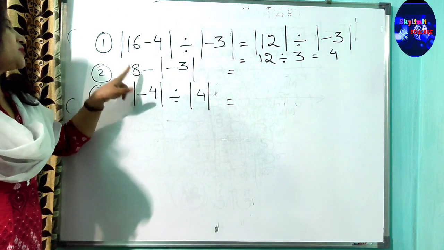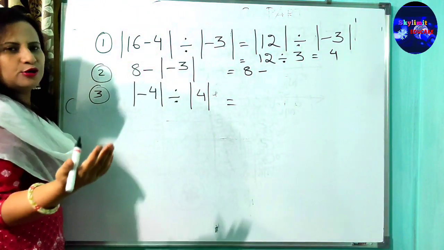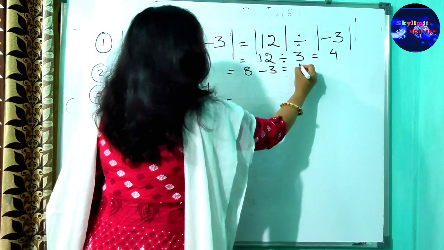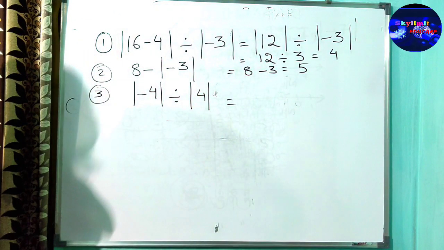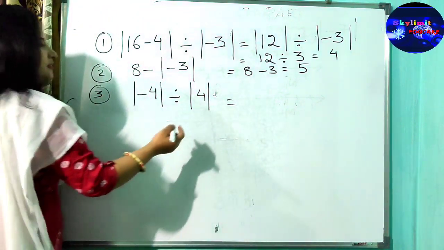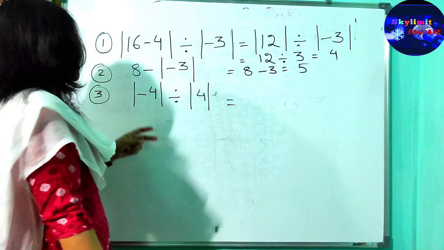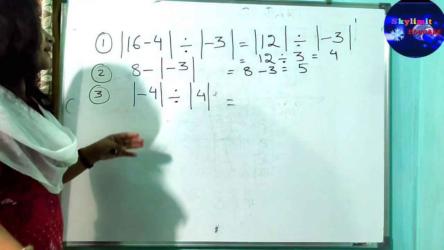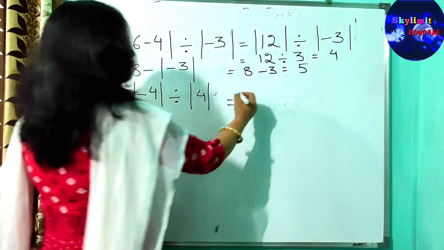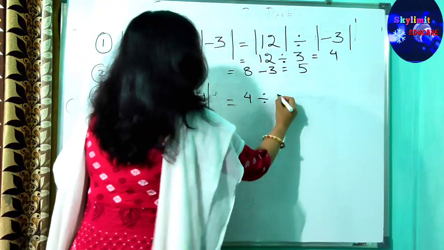Next question. 8 minus the absolute value of 3. Absolute value of minus 3 will be 3. So 8 minus 3 is 5, right? I hope you are getting the answers correct and solving along with me, okay? I'll be very happy if you give your answers. So now minus 4's absolute value will be 4, divided by the absolute value of 4, which will be 4 only.